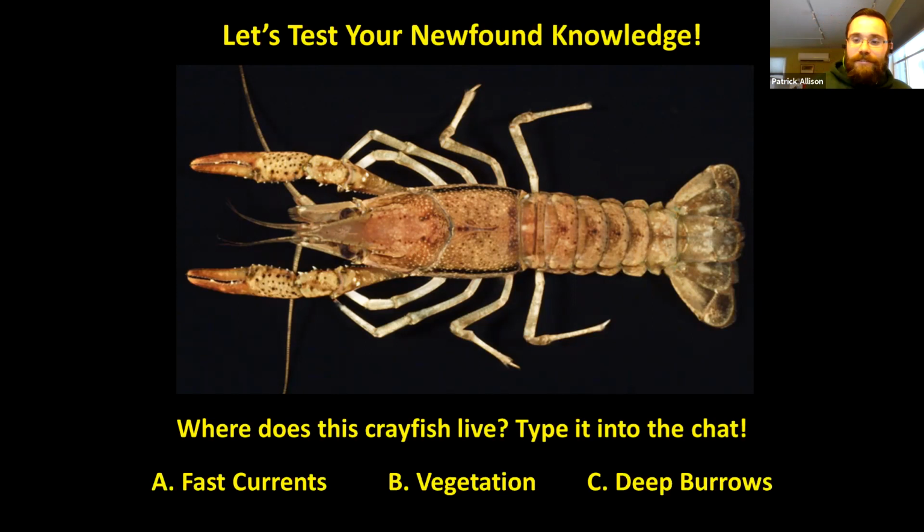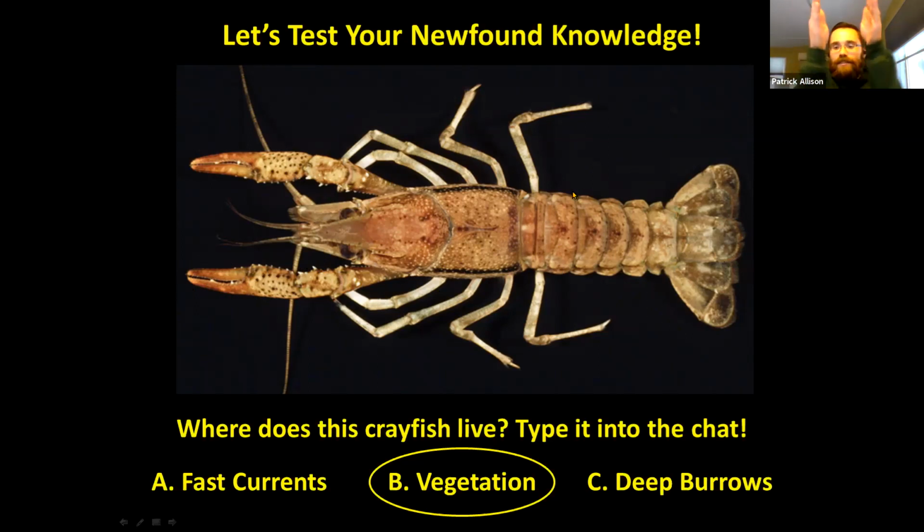So where does this crayfish live? We got one answer saying fast currents, and another answer saying vegetation. So the answer for this one is vegetation. The reason this crayfish is found in vegetation, you can see, look at those really thin chelae up here, along with that really thin body. So this crayfish is going to be adapted for moving through that thick tangle of aquatic vegetation.